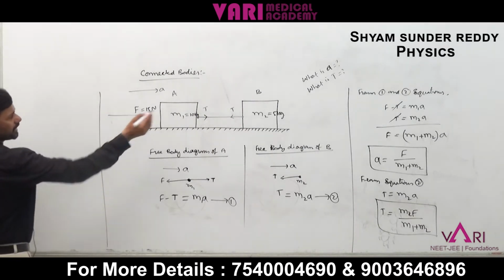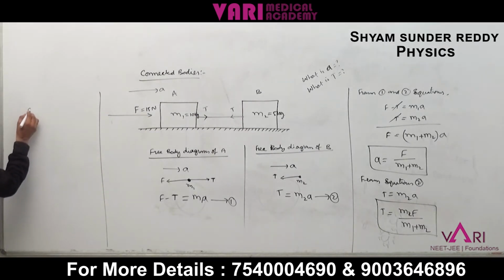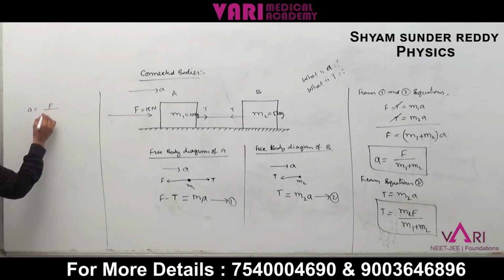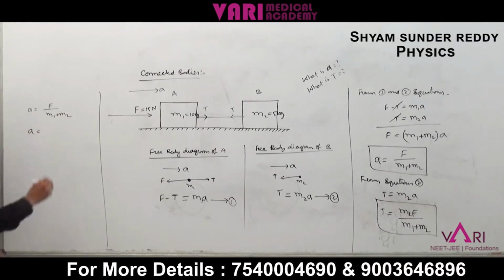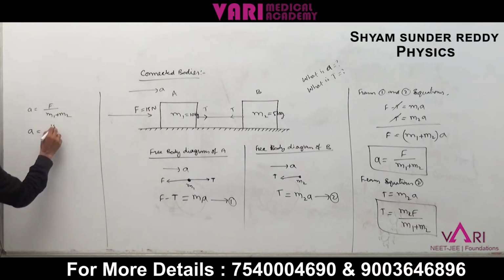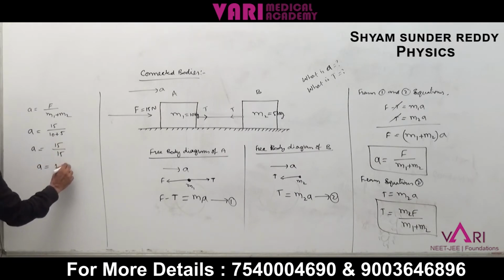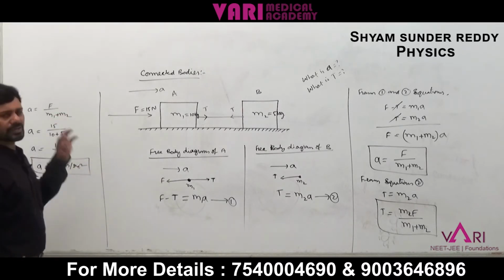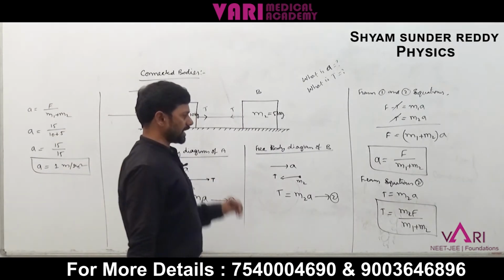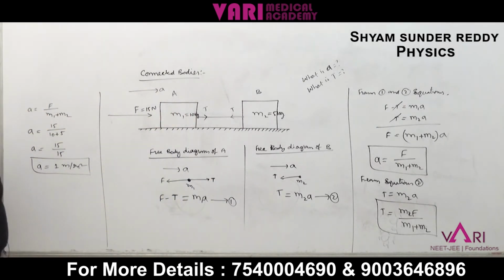See that here, A is equal to F by M1 plus M2. What is the F value? 15 newtons. And M1 is equal to 10 kgs, M2 is equal to 5 kgs. A is equal to 15 by 15. A is equal to 1 meter per second square. All values are in the SI system. So acceleration A is equal to 1 meter per second square.